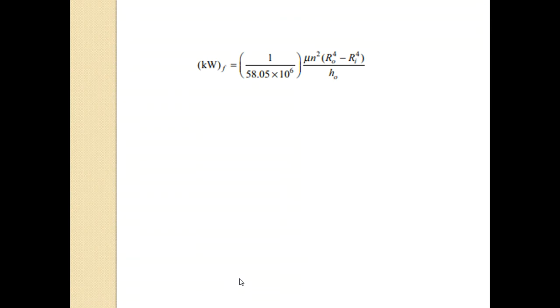Now see here, this is the energy losses because of viscous friction. The energy losses because of this viscous friction is given by the expression we already derived. We got 1 divided by 58.05 into 10 raised to 6 into mu into n square into bracket rho raised to 4 minus ri raised to 4 divided by h naught. Here 1 divided by 58.05 into 10 raised to 6 is a constant term.